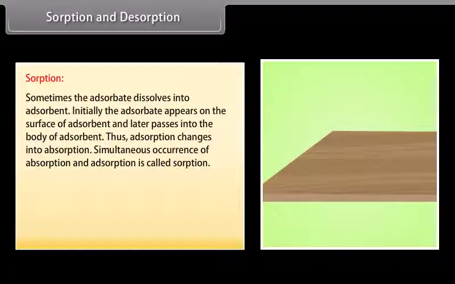Sorption and desorption. Sorption. Sometimes the adsorbate dissolves into the adsorbent. Initially, the adsorbate appears on the surface of the adsorbent and later passes into the body of the adsorbent. Thus, adsorption changes into absorption. Simultaneous occurrence of absorption and adsorption is called sorption.